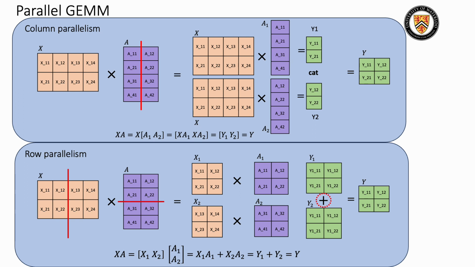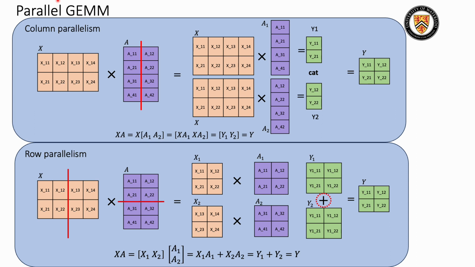So, what is the main component in training large language models? It's basically matrix multiplication. So we are focusing on generalized matrix multiplication here. And in the paper, they introduced two forms of parallelism: column parallelism and row parallelism.